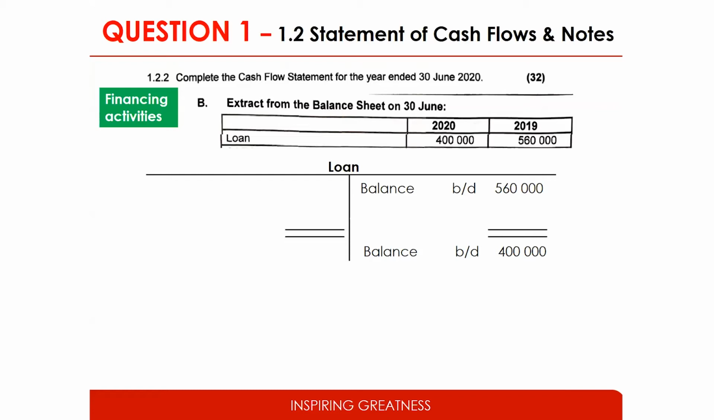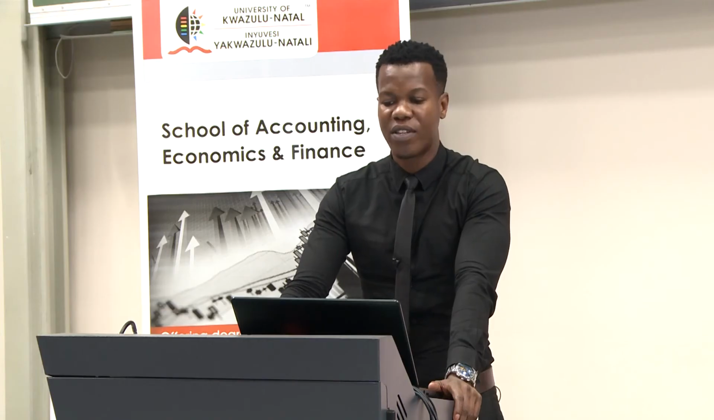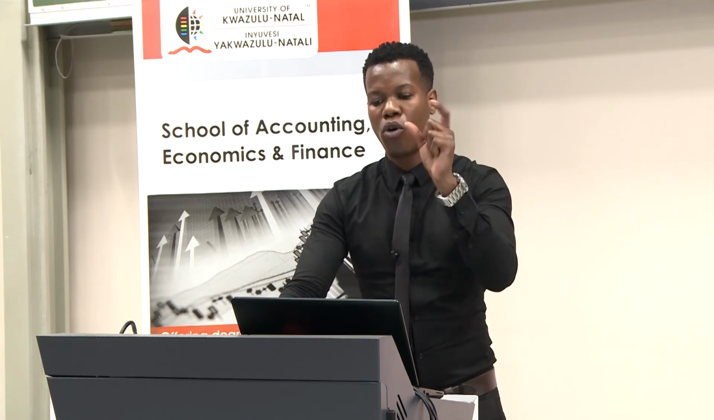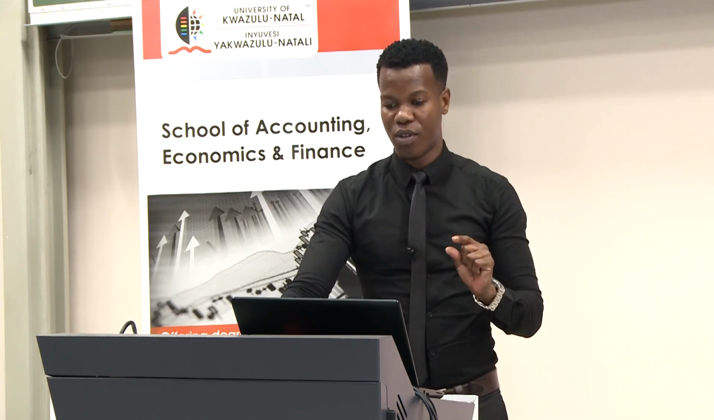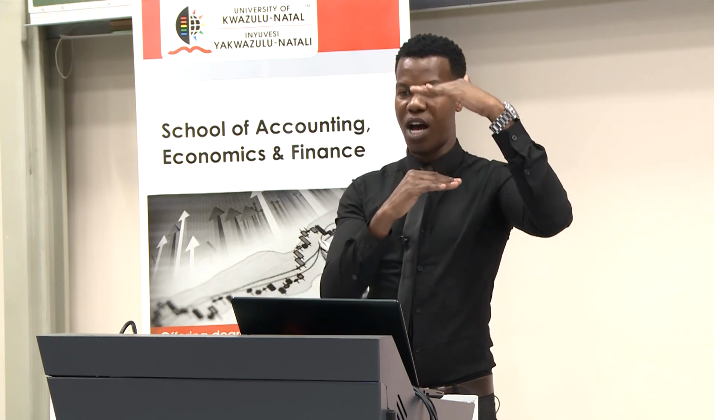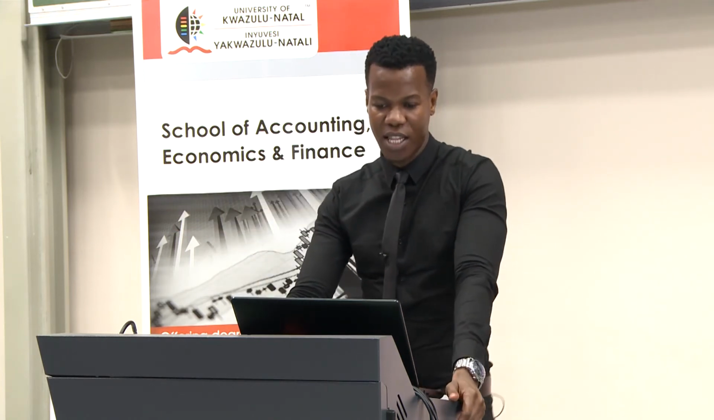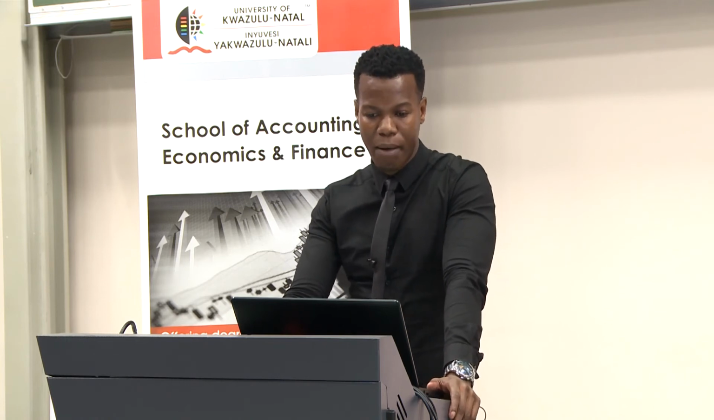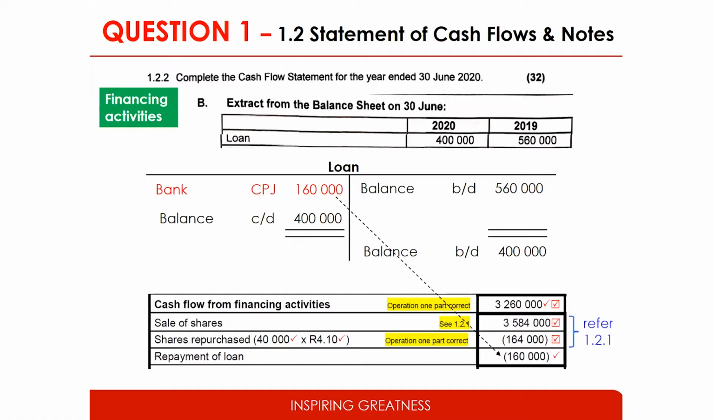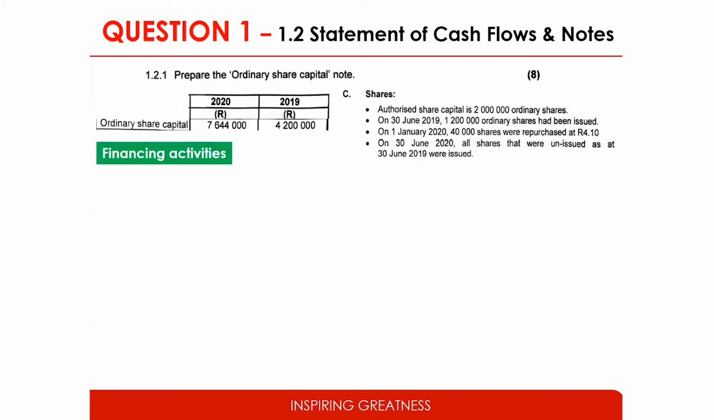Now that clearly states that we have decided to pay a portion of the loans that we owe, from 560 to 400,000. So you can see the decrease in there. It is a decrease in loan. It means that we've taken money from the business and we've decided to say, okay, let's settle X amount of loans. And that's the amount that we need: the bank amount of 160,000 rand. That needs to also go to your cash flow from financing activities.